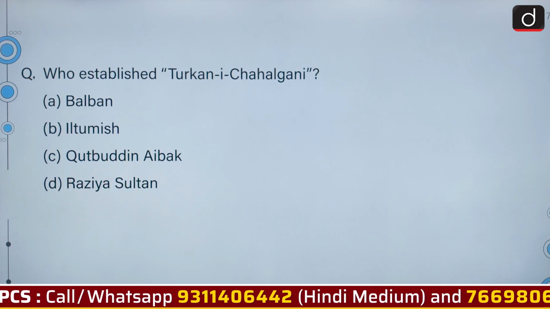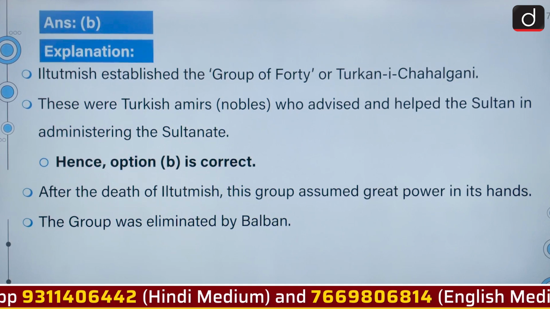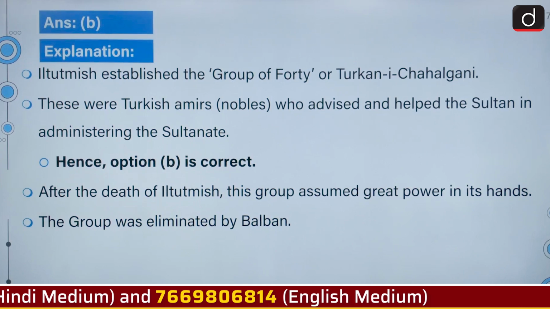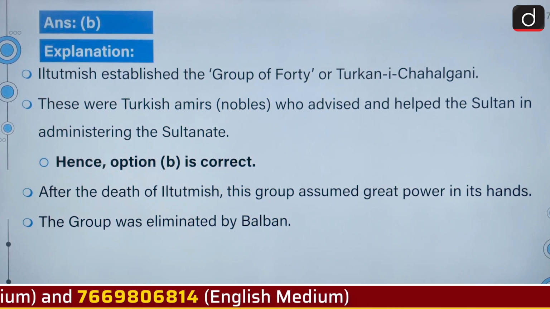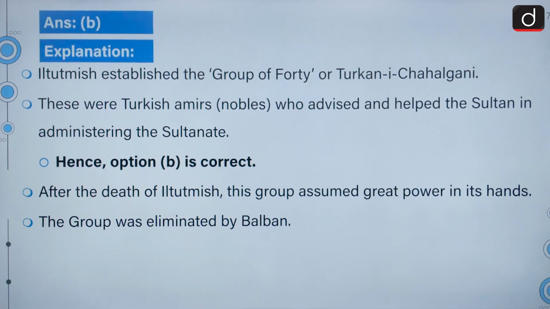Who established Turkan-e-chahalgani? The correct answer is Iltutmish. Iltutmish established the Group of 40 or Turkan-e-chahalgani. These were Turkish amirs who advised and helped the Sultan in administering the Sultanate. After his death, this group assumed great power in its hand. The group was eliminated by Balban.